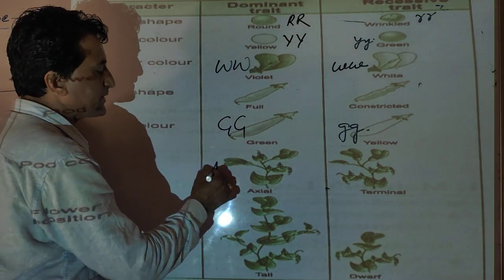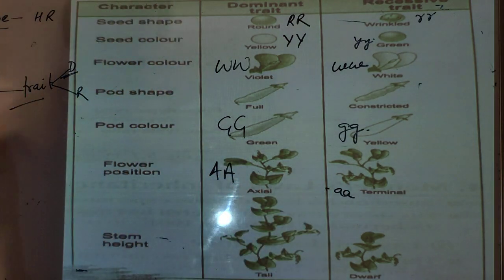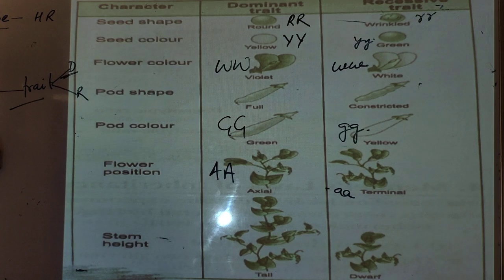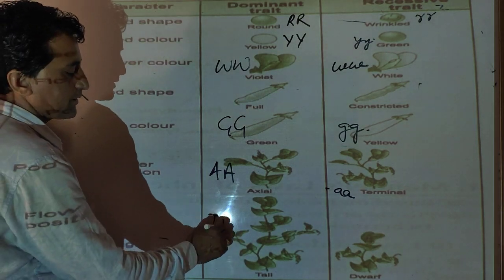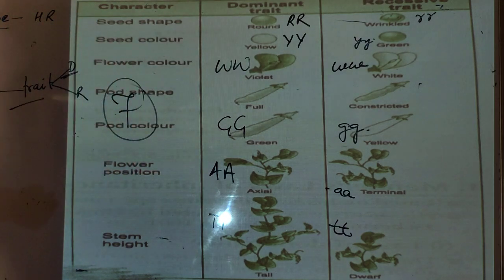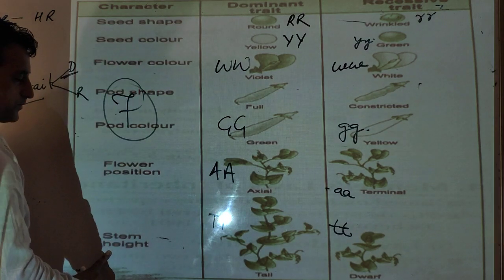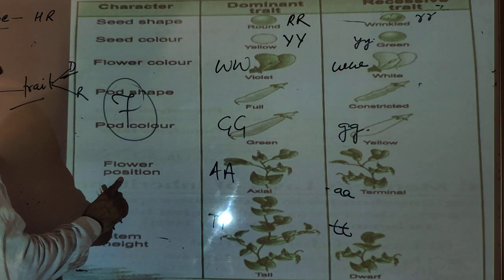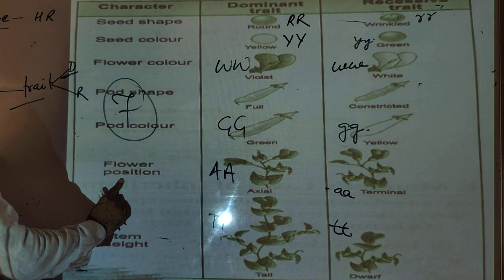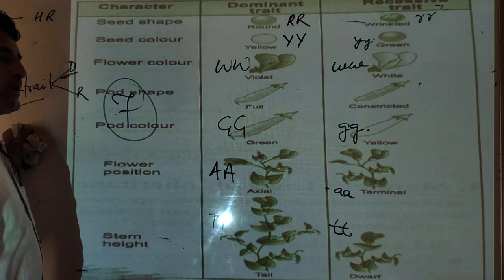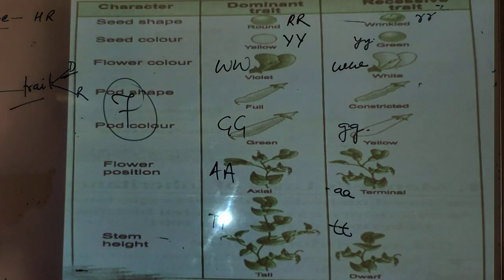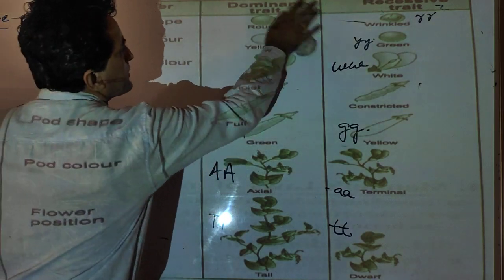Flower position: axial, capital A; terminal, small a. Axial is dominant and terminal is recessive. Green is dominant, yellow is recessive for the pod color. And lastly, stem height: tall, capital T; dwarf, small t. So Mendel conducted the experiment on a total of 7 pairs of traits: height of plant, position of flower, color of flower, shape of pod, shape of seed, color of pod, color of seed. So totally 7 traits were studied by Mendel in his experiments, and one part is dominant, another part is recessive.